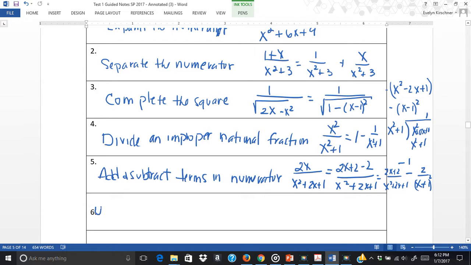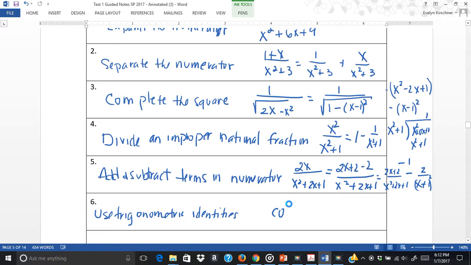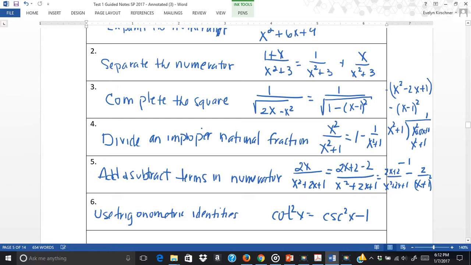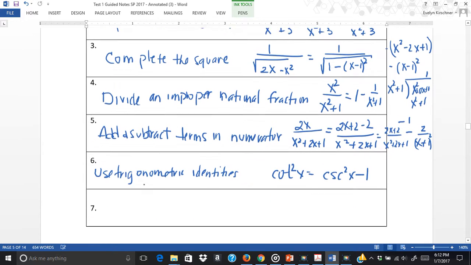I could use trigonometric identities, such as something like I know that cotangent squared x is cosecant squared x minus 1. I might want to put something in for another so I could do something with it.